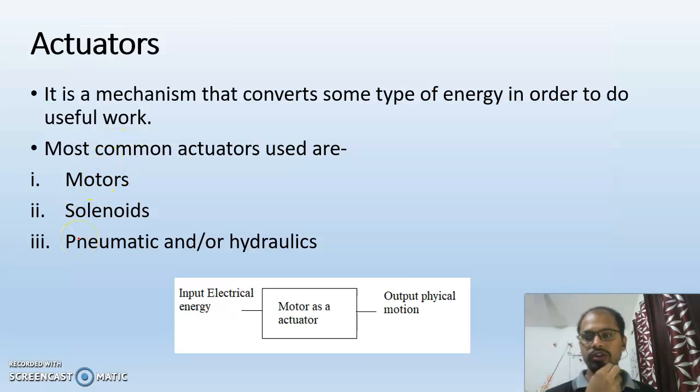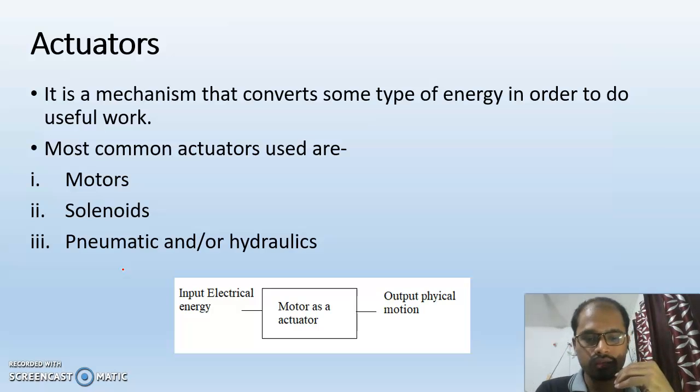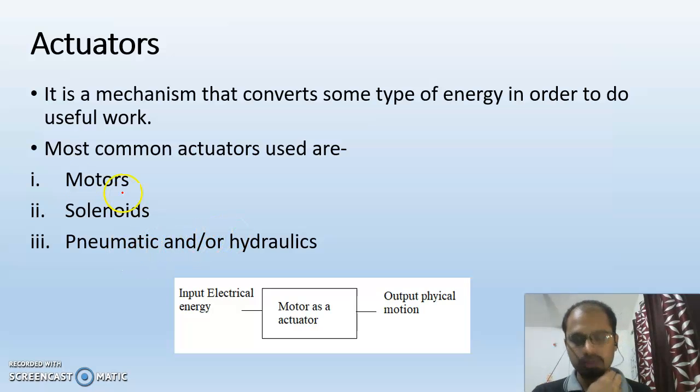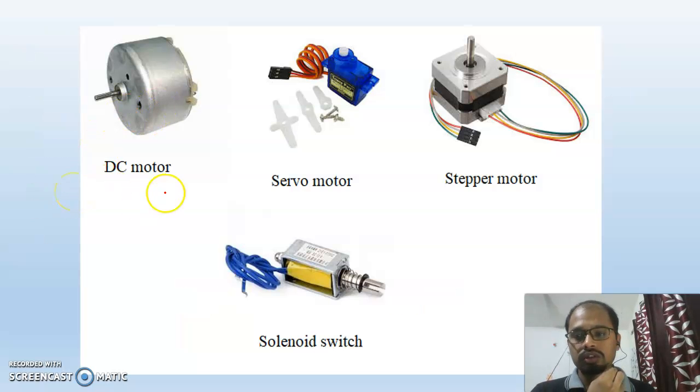Now, actuators. Simply put, an actuator is a mechanism that converts some type of energy in order to do some useful work. The most common actuators used are motors, solenoids, and pneumatic or hydraulic actuators. These are the most widely used. We all know the motor, which converts electrical energy into mechanical energy or any physical motion. So with the help of a motor as an actuator, we can get the output done.